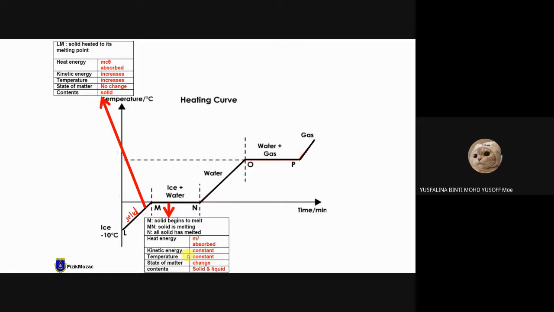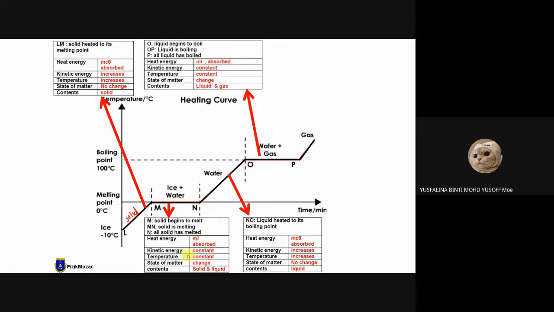Okay, and the content here is solid to liquid because there is a change of phase there, right? And then for this part, for the water it seems like the Lm, but this one uses the specific heat capacity. MC theta, there will be a kinetic energy increase and the temperature also increases. Because specific heat capacity, right? But there is no change of matter. And also the content is all liquid because no change of phase occurs with the specific heat capacity.